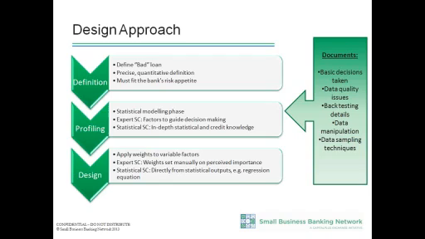Design involves applying weights to the selected model factors and creating a scorecard. Statistical model weights are taken directly from the statistical outputs, such as the regression equation, while judgmental model weights are set manually based on the perceived importance of individual factors and the implication of their interactions.